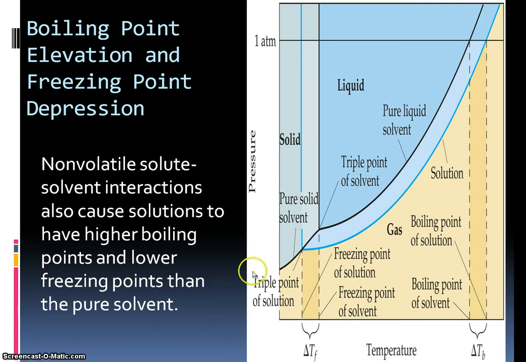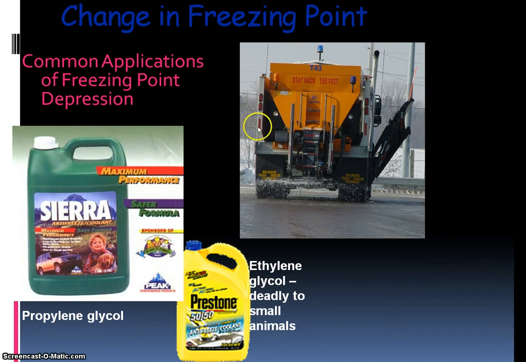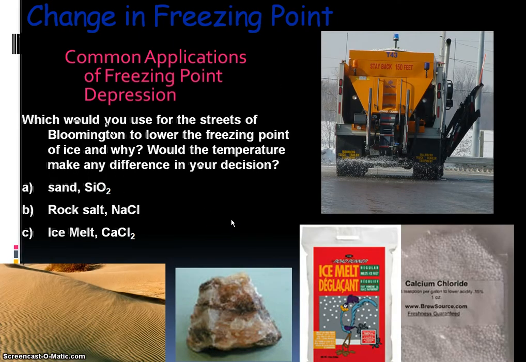Okay, so now once we've got all that, our change in freezing point lowers the freezing point. So when we put salt on the road or sand on the road, it lowers the freezing point of water so that we don't get ice. When we put antifreeze in our car, it lowers the freezing point of the water so that we can run the car at lower temperatures.